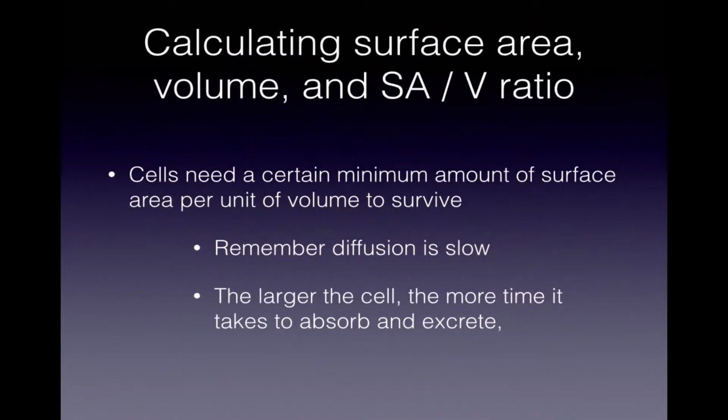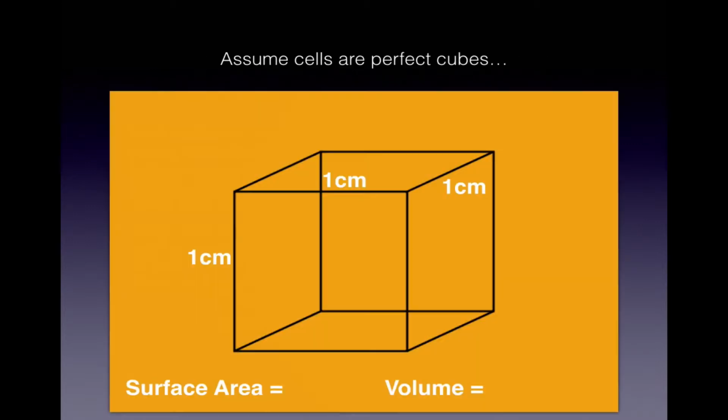So we can mathematically represent this by calculating something called the surface area to volume ratio. To do this, you have to be able to calculate a number called area and a number called volume. And then what you do is you take surface area and divide it by volume. So we produce what's called a ratio. And all cells need a minimum amount of surface area per unit volume to survive. And remember that diffusion is slow, and the larger a cell, the more time it takes to absorb and excrete material.